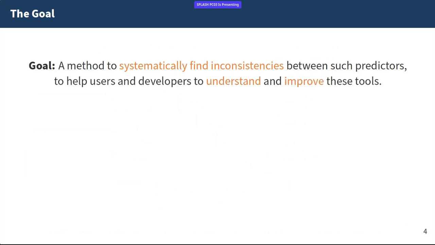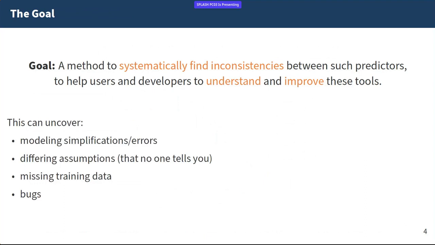such that users and also the tool developers benefit from the results, so that we can either understand what these tools do differently, if there's a reason to that, or if there's no reason to that, to at least help improve these tools. There might be a reason to that because it's not necessarily related to bugs in the tools, but there might also just be different modeling assumptions or simplifications that tool developers might or might not tell you about in the documentation.